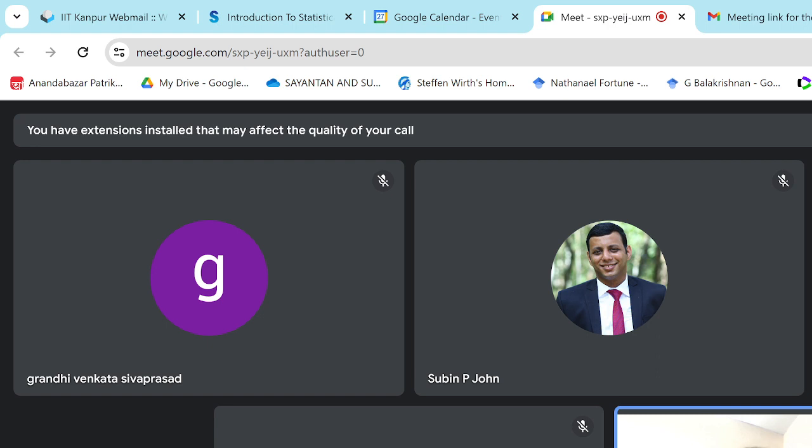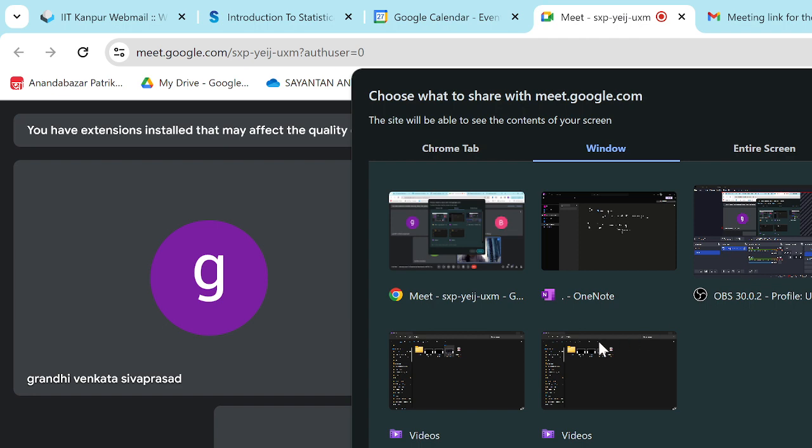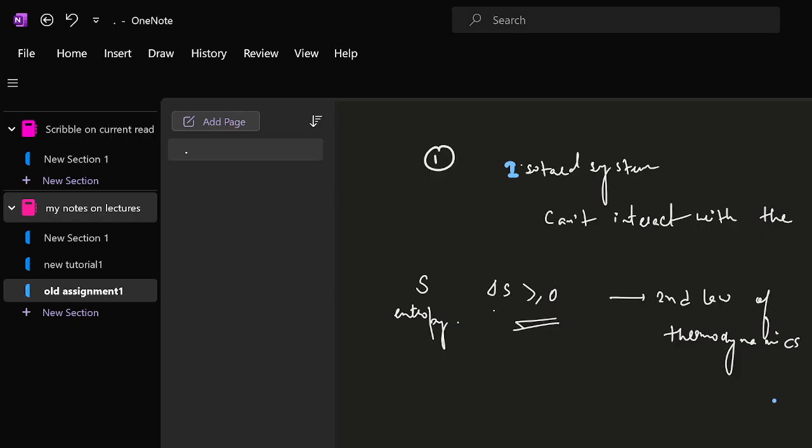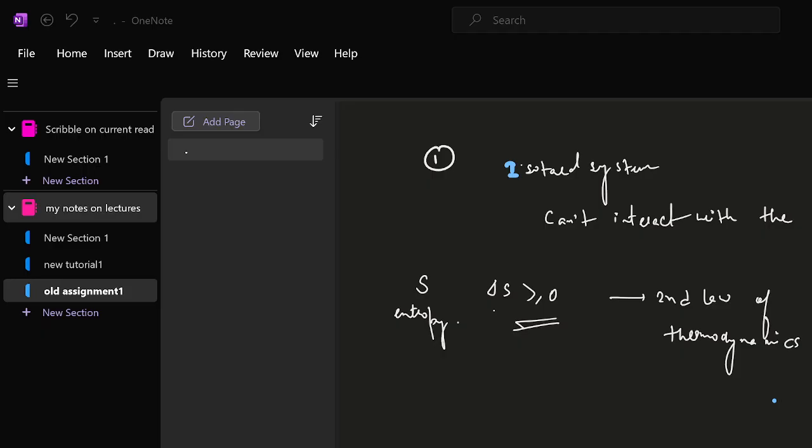Oh, my screen is not visible. Let me share it once again. Okay. Yeah, now it is visible. The screen. Yes, madam, now it is visible. Okay, I think in between the internet went off, so after that it had created a problem.